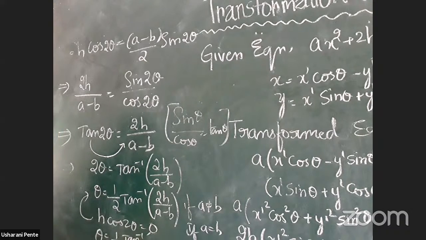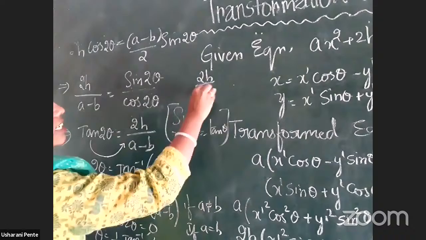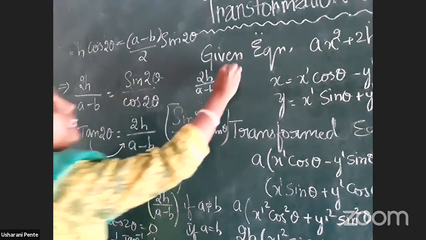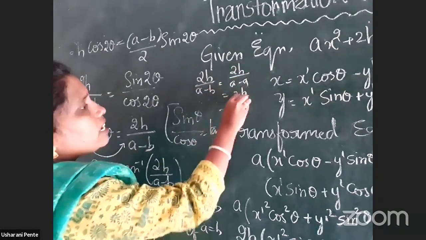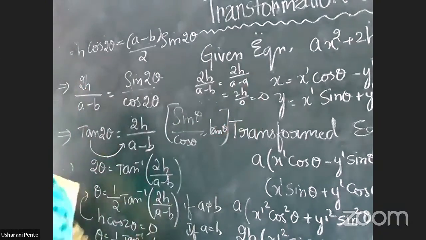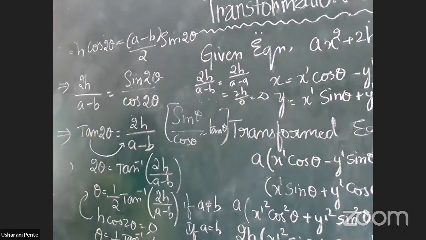It will take the form of infinity. That is 2h by a minus b. If I substitute a in place of b, that is 2h by a minus a, that is 2h by 0. Something by 0 is nothing but infinity. So we are getting that over here.